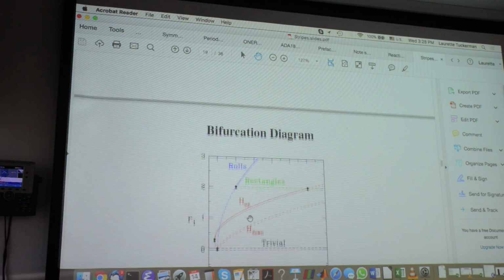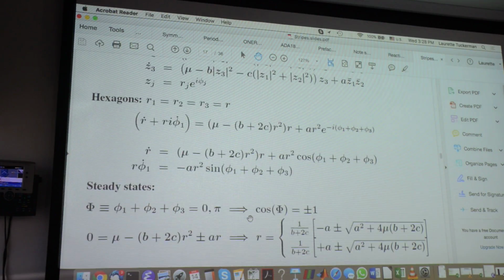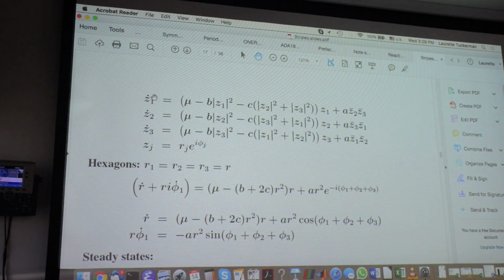So we didn't go through all the arithmetic, but we could have searched for solutions that only had Z1 and had no Z2 and Z3. We could see what would happen then. Everything here would disappear. This would disappear, and we would just have the circle pitchfork here. Right? We would have Z1 dot equals mu minus B Z1 squared times Z1, the circle pitchfork. We also have a circle pitchfork in the Z2 direction, and also in the Z3 direction.